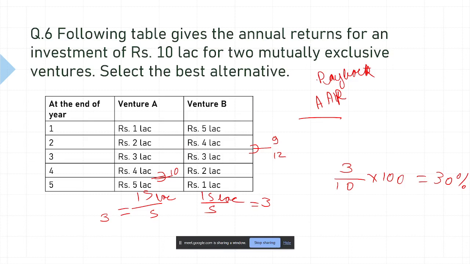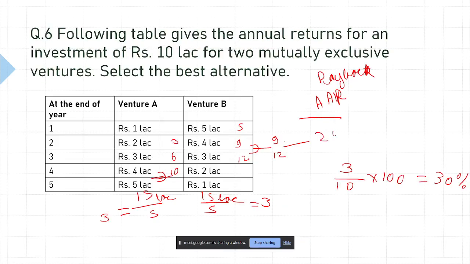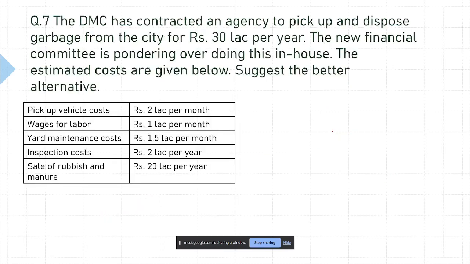So in this case, the average annual rate would have given you the same values. In the case of the payback period, once you start adding, like here 3, till here 6, and here 10, and from here 5, 9, 12, it is somewhere around here. By interpolation, if you calculate, it would be what, 2 years, 3 months, right? So this is the example of the payback period method.